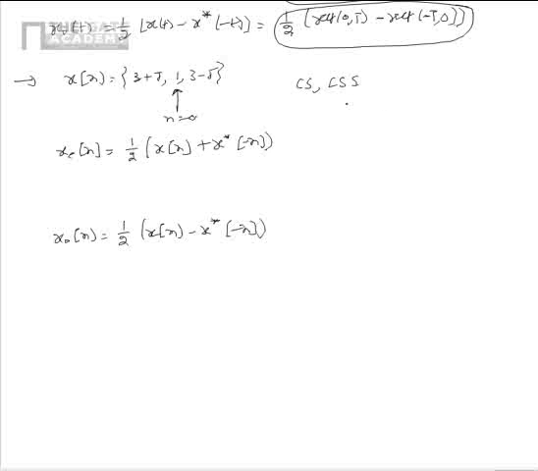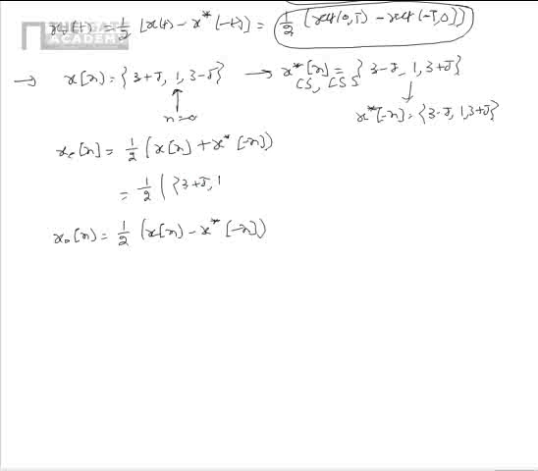As the given signal is complex, x star of n can be written as 3 minus j, 1, 3 plus j, and from this x star of minus n can be written as 3 minus j, 1, 3 plus j. So upon substitution we get the conjugate symmetric part of the signal as half multiplied by 3 plus j, 1, 3 minus j. This is added with 3 minus j, 1, 3 plus j.